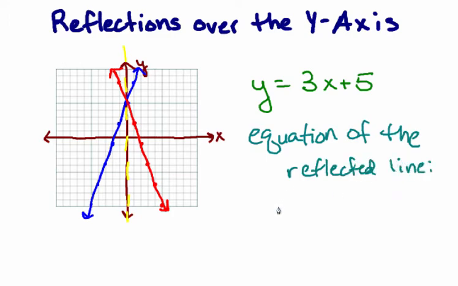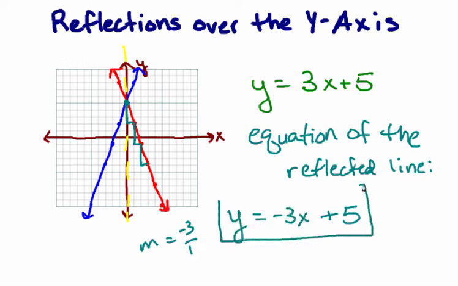Let's put it in y equals mx plus b form, like the original equation was. In this case, the y-intercept is still the same. It's still positive 5. Now the slope, though, is down 3 over 1, down 3 over 1. So our slope is negative 3 over 1, or negative 3. So our new equation is y equals negative 3x plus 5.